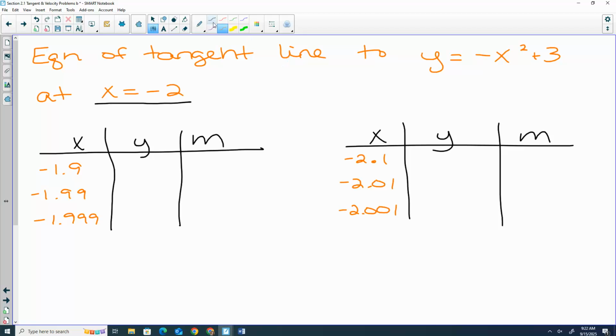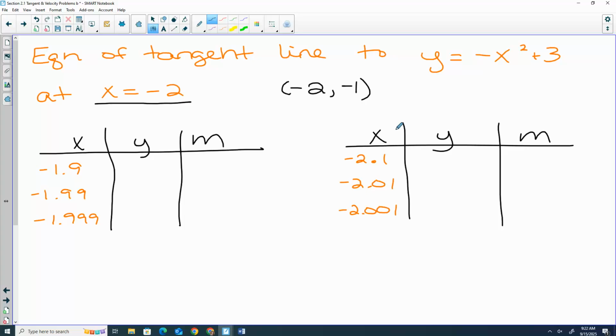All right, we are going to plug these in to the equation to get our y. The point we're finding the slope between. If you put negative 2 into this equation, negative 2 squared is 4. The opposite of 4 would be negative 4. Plus 3 is negative 1.